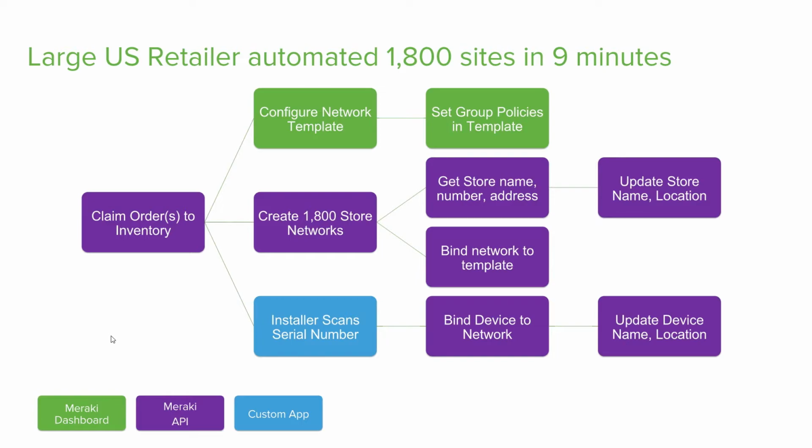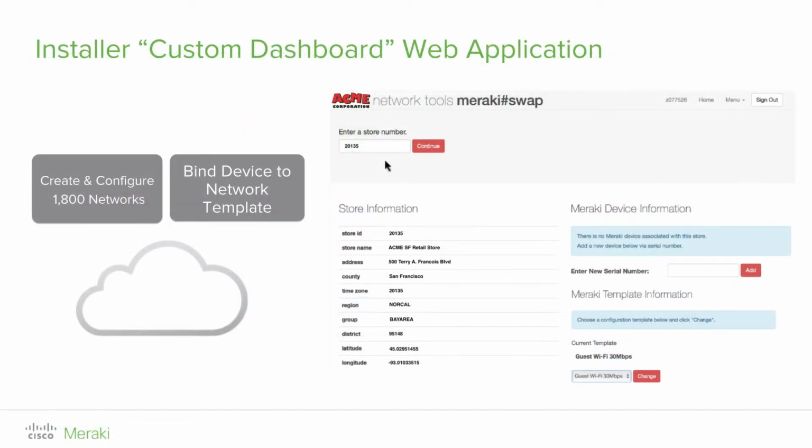So one retailer, one of the largest retailers in the US, automated the deployment of 1,800 sites. They did it all in 9 minutes. They claimed the order to inventory. They created 1,800 networks. They got the store name and number from their own store finder API, and boom, they were done. So in under 10 minutes, they did the job that would have taken 1,800 hours on site, traveling around the country to deploy a network.